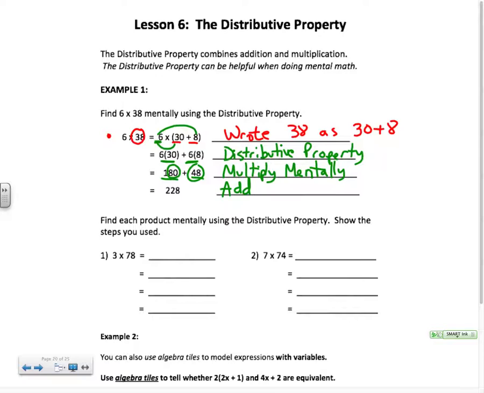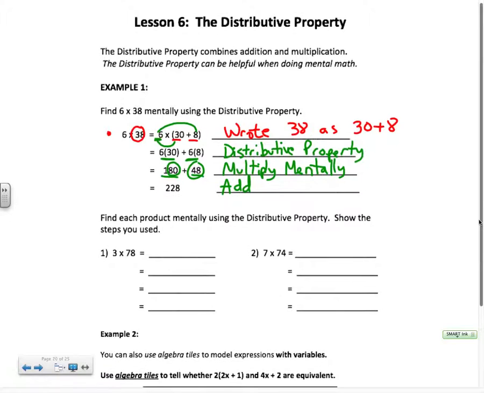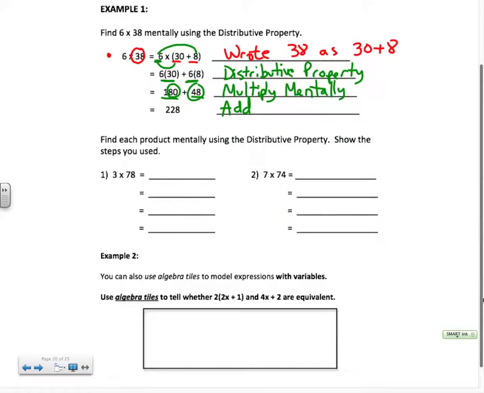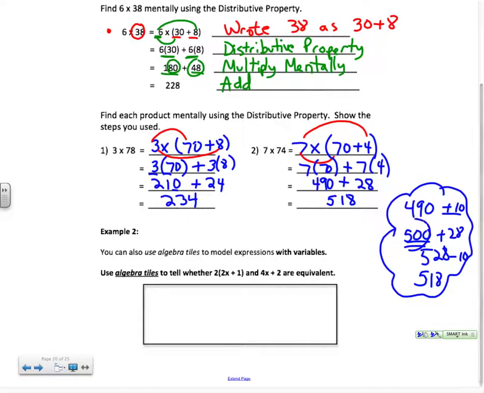All right, let's look at the next example. Find each product mentally using the distributive property to get it up to a nice round number, and then take that 10 away. You may or may not know what I'm talking about. We'll talk about it in class.